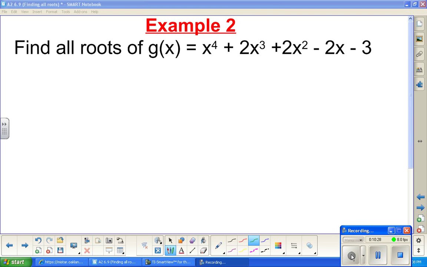Okay, so this one, I just call this one g of x: x to the fourth plus 2x cubed plus 2x squared minus 2x minus 3. Find all roots of it. So this one has a total of 4 zeros. So knowing that ahead of time is helpful.